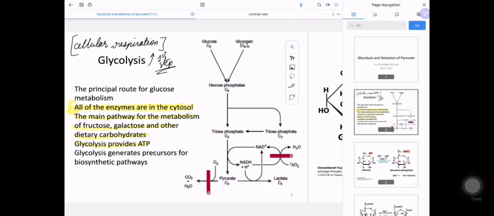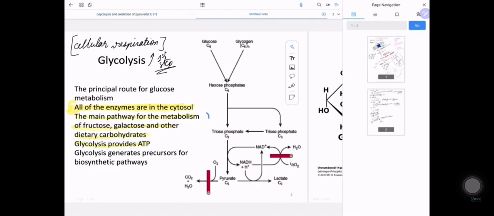Okay, this is just a simple explanation of what glycolysis is. It's actually the first step of cellular respiration, as I just said. Now, if I just go through what I highlighted right here, all of the enzymes are in the cytosol. So in the cell, the enzymes of glycolysis are in the cytosol, the cytoplasm, okay? And it provides ATP. ATP is the form of energy that we need, adenosine triphosphate.